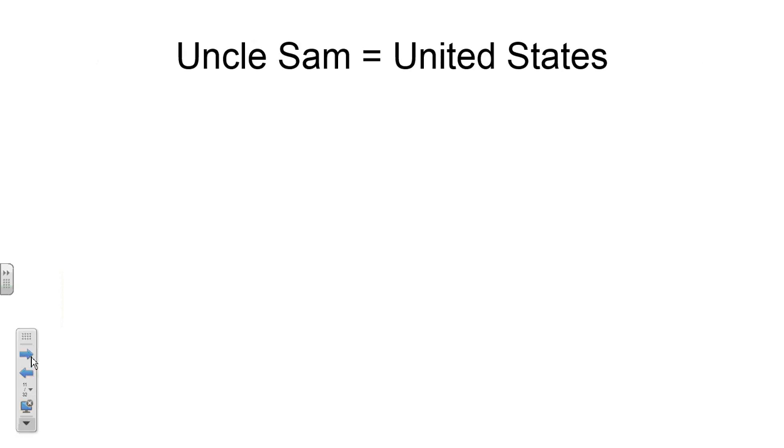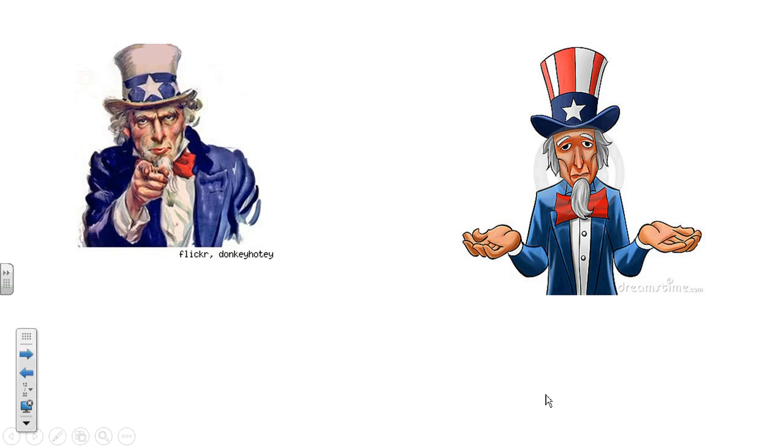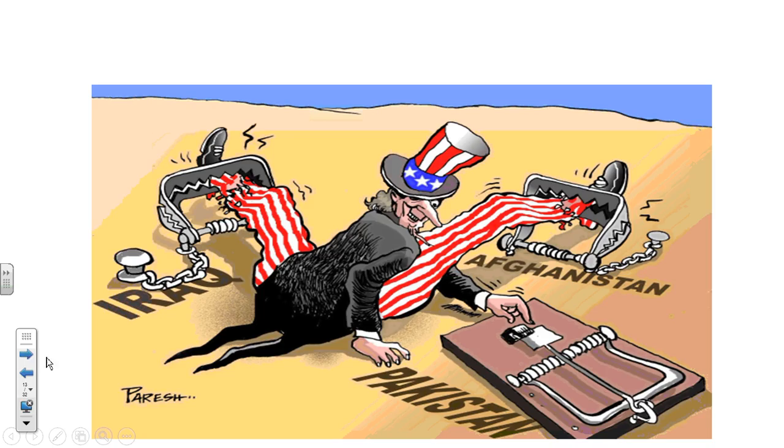Whenever you see Uncle Sam, that is a representation of the United States. So any version of Uncle Sam, and you see them quite often in political cartoons. So an example is here. This is an older cartoon, but again, there is Uncle Sam depicted in a cartoon, representing the United States as a whole.